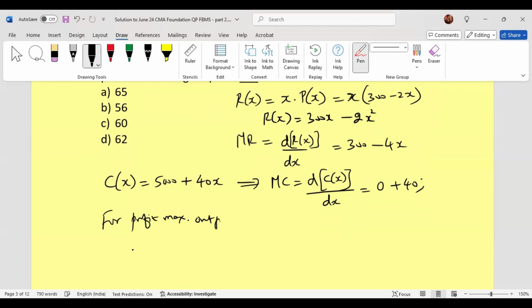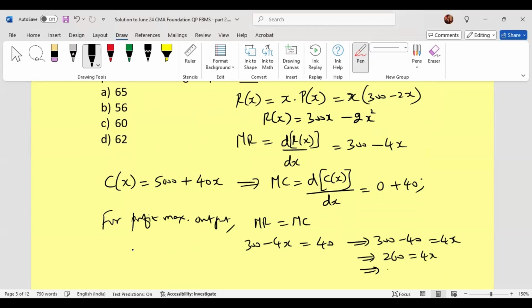For profit maximizing output, we will equate marginal revenue to marginal cost. That means 300 minus 4x will be equated to 40. That means 300 minus 40 equal to 4x, which is 260 equal to 4x. That means x is equal to 260 divided by 4. That will give you 65. Option is A.